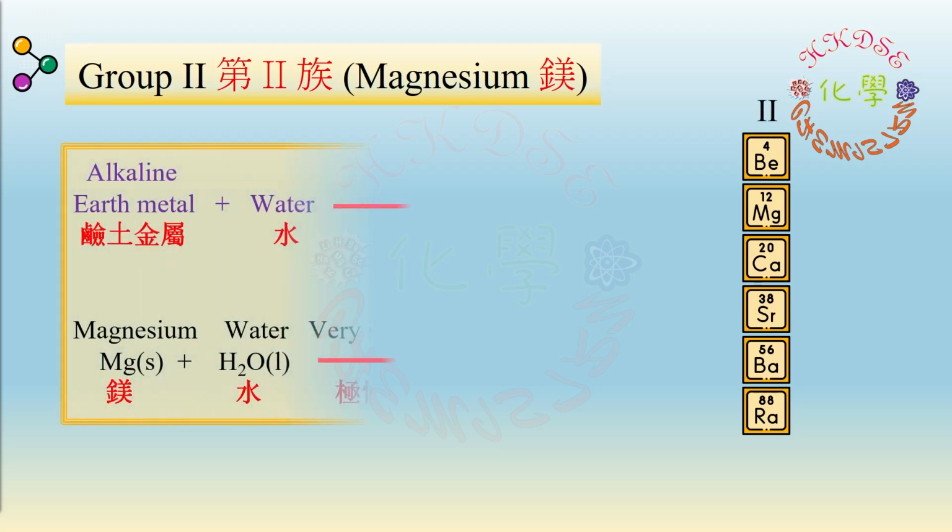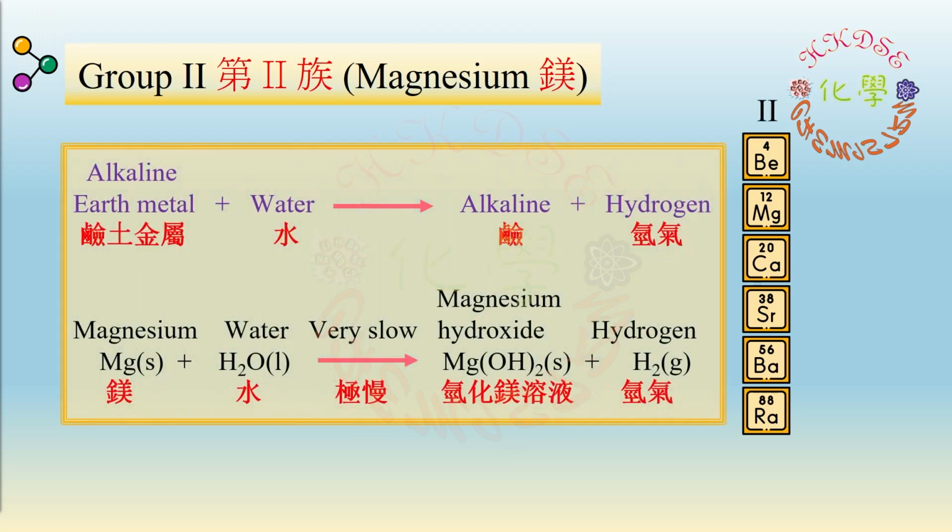Magnesium has reacted with cold water to produce magnesium hydroxide and hydrogen gas. According to the equation below, magnesium hydroxide is slightly soluble in water.